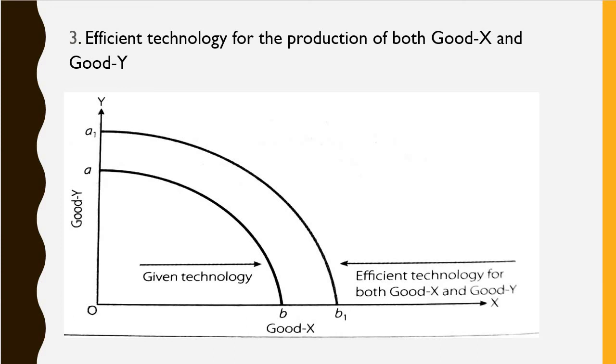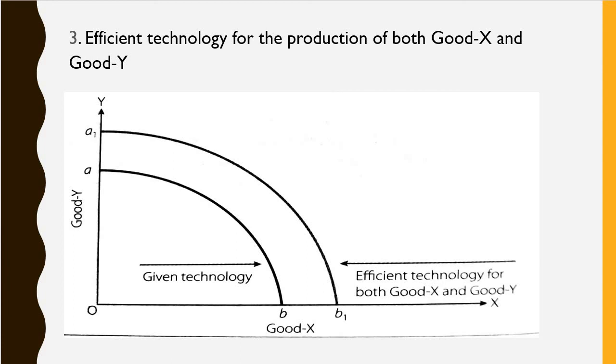And the last situation is efficient technology for the production of both good X and good Y. When an efficient technology is introduced for both these goods, it means that even with the given amount of resources, these two goods can be produced in higher quantity. As a result, the production possibility curve will shift from AB to A dash B dash. There will be an increase in production possibilities.